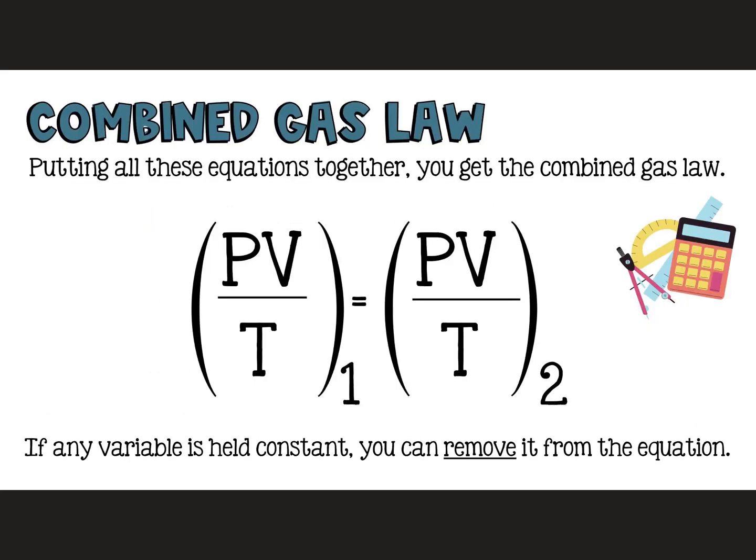The combined gas law is what results when you combine Boyle's, Charles', and Gay-Lussac's laws. It is P1V1 over T1 is equal to P2V2 over T2, or you multiply the initial pressure times the initial volume and divide by the initial temperature. This will be equal to the final pressure times the final volume over the final temperature. If any of these three variables is held constant, you can remove it from the equation to get one of the three laws that make it up.